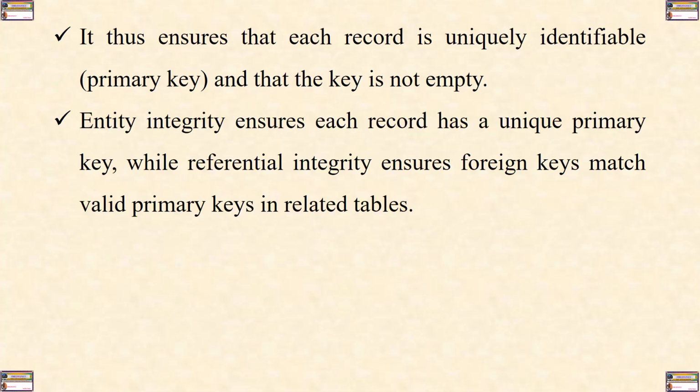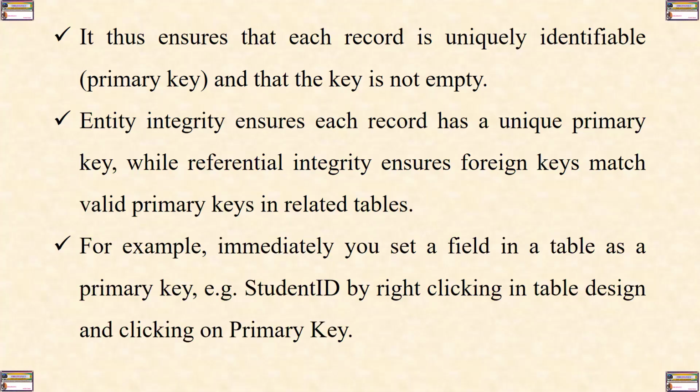Entity integrity ensures that each record has a unique primary key, while referential integrity ensures foreign keys match with valid primary keys in the related tables. That's referential integrity. For example, once you set a field in a table as a primary key, for example, student ID, by right-clicking in table design and clicking on the primary key.